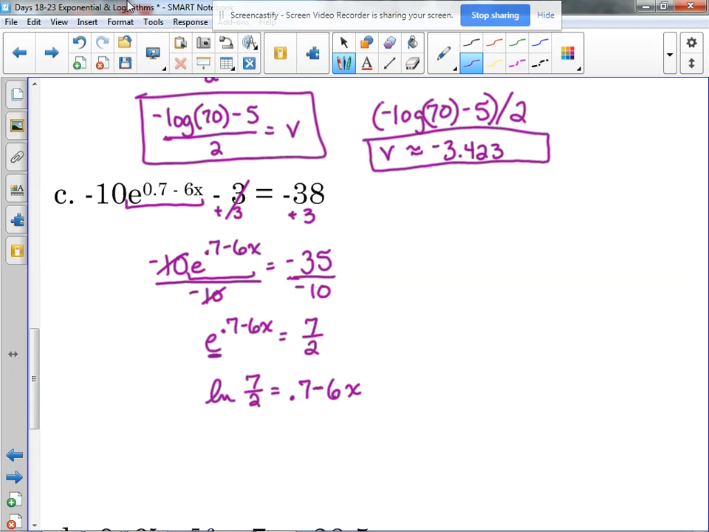Okay, we need to subtract the 0.7. Again, that's 7 over 2, never, ever, ever changes. And we divide by negative 6. Here's another one, negative in the denominator. We don't like that, so we move it to the numerator.